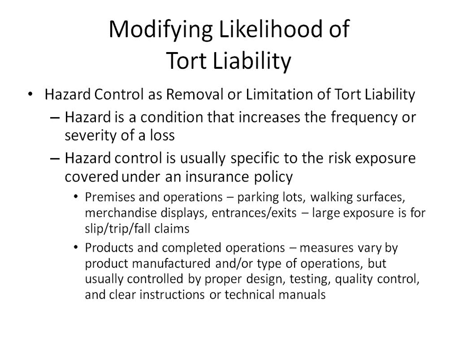Products and completed operations. The measures vary by the product manufactured and type of operations, but usually the control when you're doing production is quality control. You're going to test so many widgets out of this to say, okay, we've done that. The other way, obviously, is proper design. Okay, we went through Q&A. This is good. Electrical components comply, gets UL certified. We've done all those things. And then the other part is clear instructions and technical manuals.